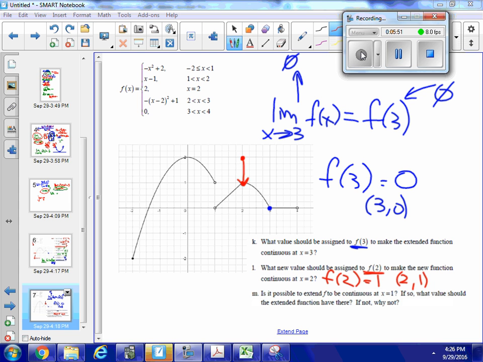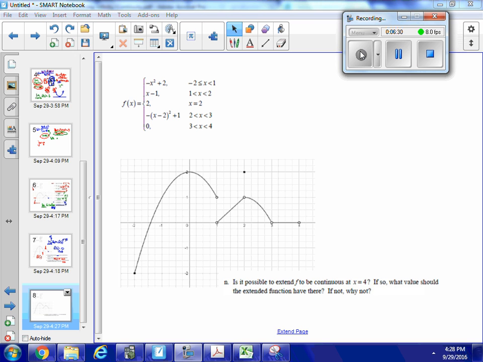Is it possible to extend the function to be continuous at x equals 1? Is there anything I can do to remove that discontinuity? No. There is no value I can give for f of 1 that is going to make this continuous. I mean, I just made a vertical line, but then that's not a value. It's a line, and it would even cease to be a function. But if I fill in that hole, it's still not continuous. And if I fill in this hole here, it's still not continuous. It's a jump discontinuity. It is not removable. The answer is no.